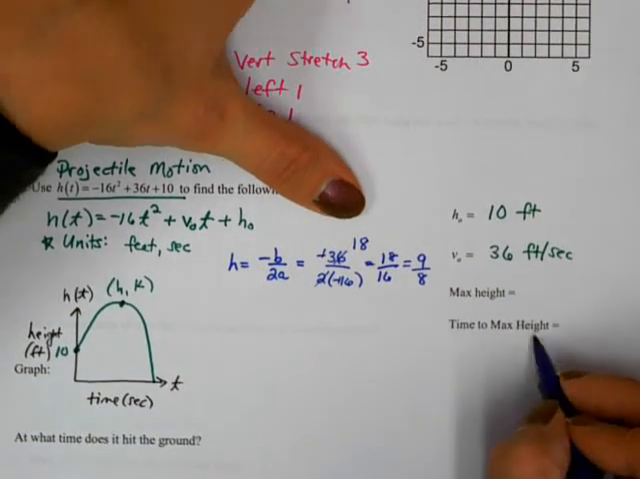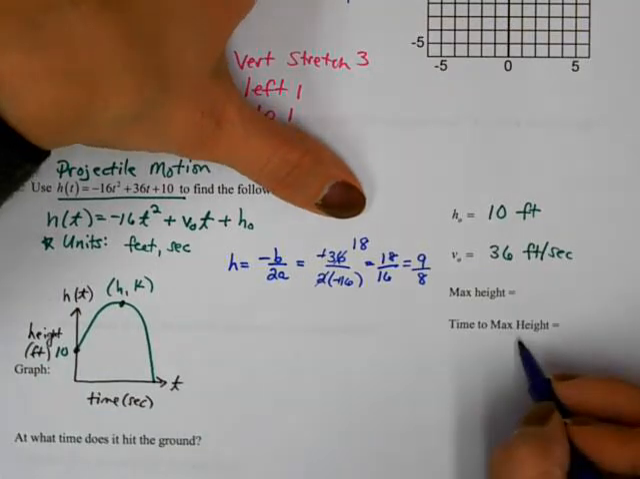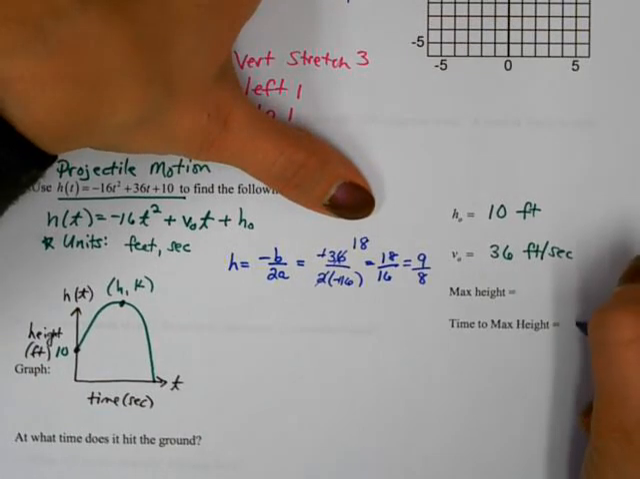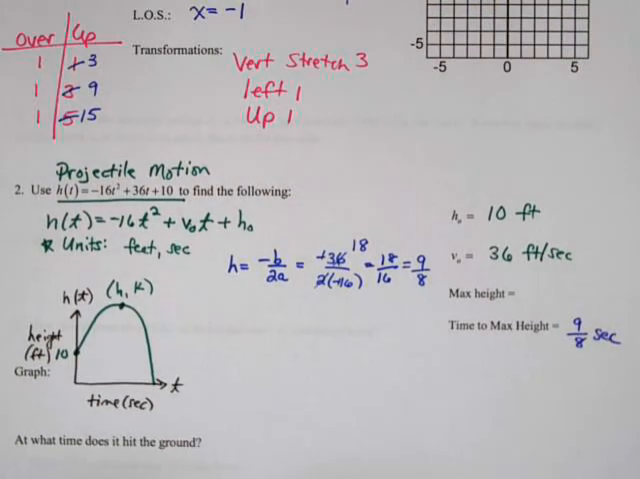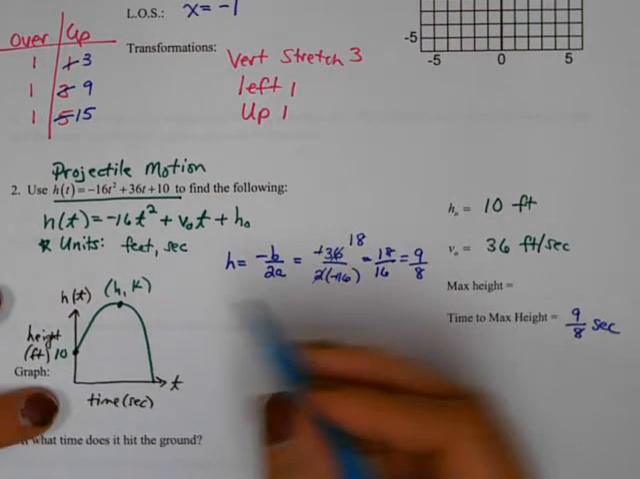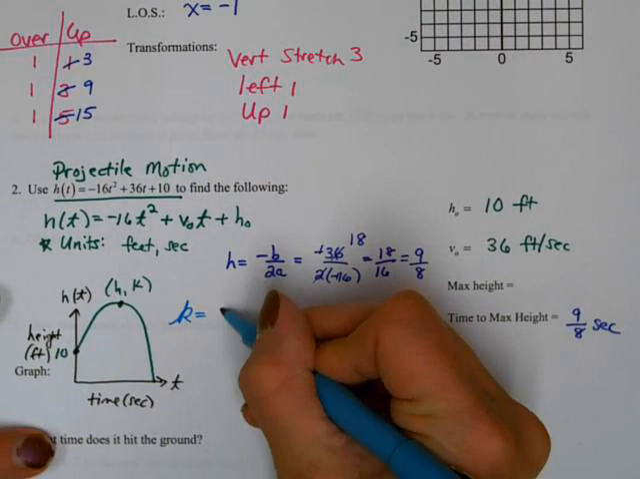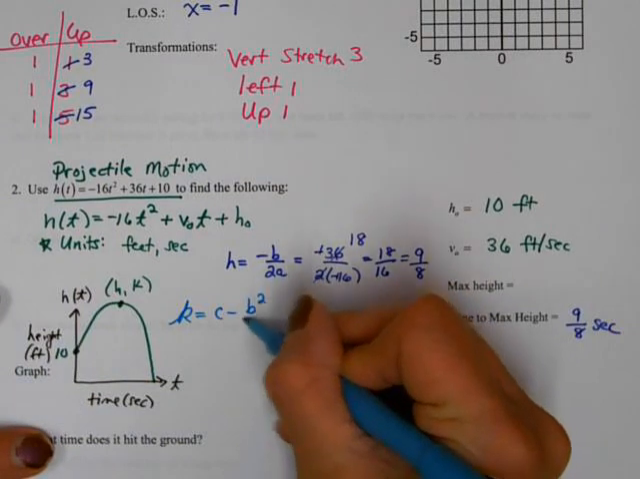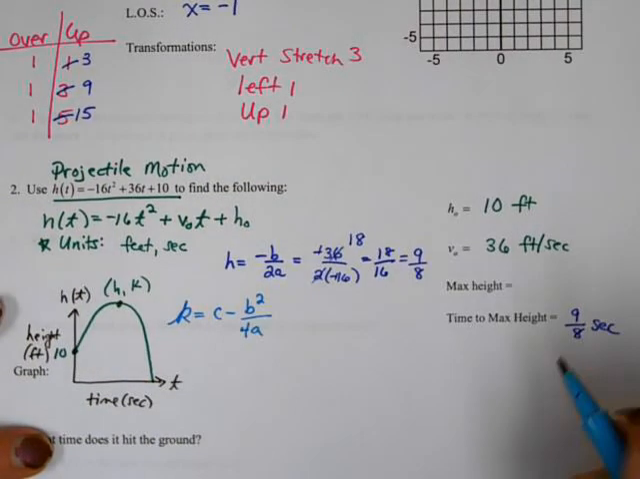The time to get to the maximum height is going to be 9/8 seconds, a little more than 1 second. Okay, and now let's do our k. The k is going to be the maximum height. K is equal to c minus b squared over 4a.